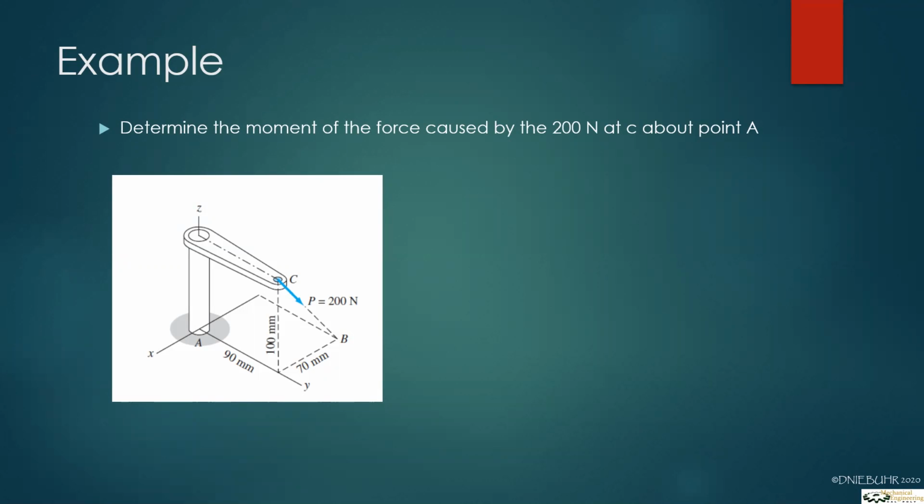Okay, so there's that. And then I want to go from A to C. That's pretty easy. R C relative to A just gives me 0I plus 90J plus 100K.